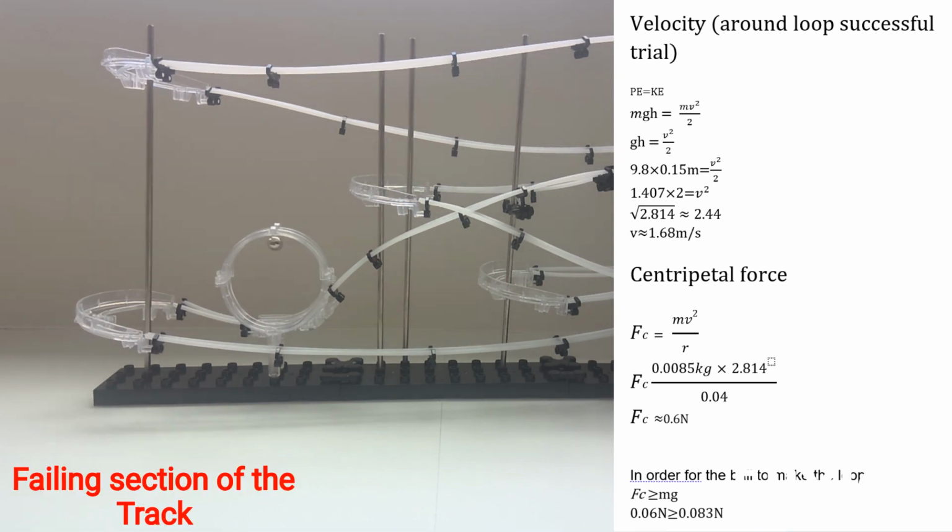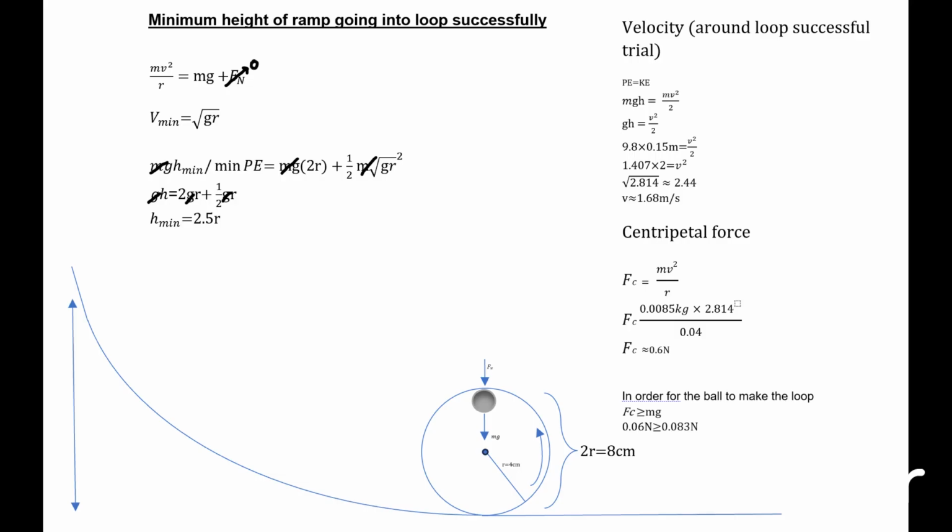As you can see here, the ball has not made its way successfully around the track, and it has lost contact. This is due to an insufficient amount of centripetal force in comparison to the normal force or weight of the ball. As you can see in my calculations, I have worked out the minimum velocity of the ball in order for it to make its way around the loop, and the minimum height in which the ramp can be leading into the loop. I have worked out that the minimum height of the ramp can be 2.5 times the radius, which would be 10 centimeters. The ramp used here was 9 centimeters, and that can be attributed to the fail.